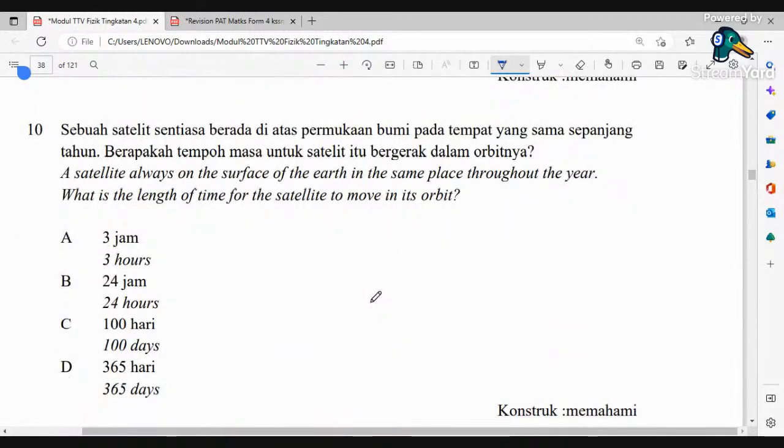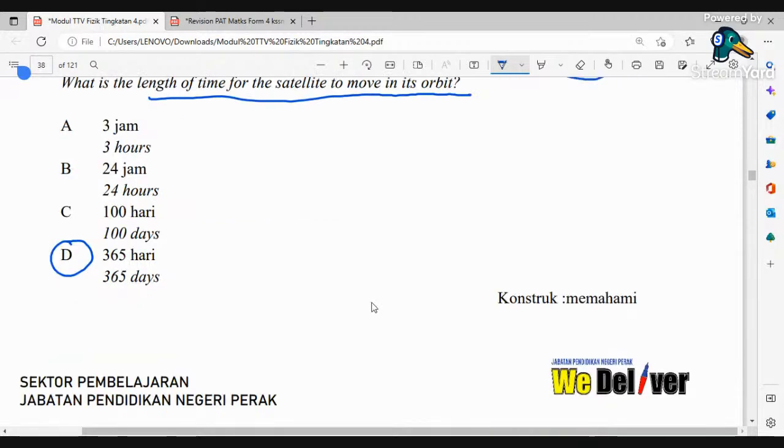Okay, number 10. A satellite is always over the same place on the surface of the Earth through a year. What is the length of time for the satellite to move in its orbit? A year. The length of time for a satellite to move in its orbit is the same as the Earth, 365 days.